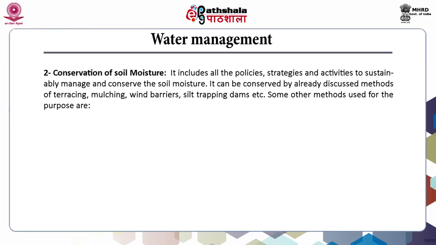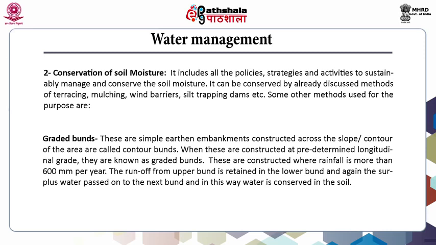Conservation of soil moisture. It includes all the policies, strategies and activities to sustainably manage and conserve the soil moisture. It can be conserved by already discussed methods of terracing, mulching, wind barriers, silt trapping dams, etc. Some other methods used for the purpose are graded bunds. Graded bunds are simple earthen embankments constructed across the slope or contour of the area. When these are constructed at predetermined longitudinal grade, they are known as graded bunds.